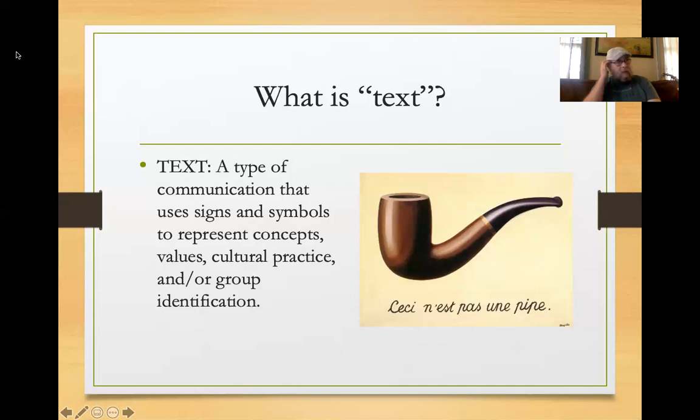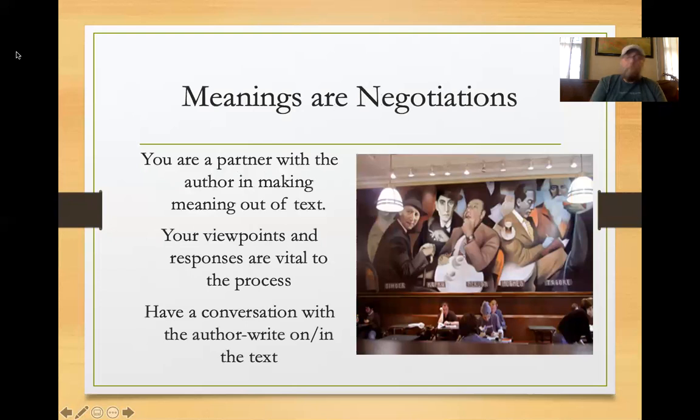So think of all the stuff today where you think, well, that's just the way it is. Like kids drinking in college, that's just the way it is. Or people are going to text and drive. That's just the way it is. We can't change it. Well, think about that. Think of those values, those concepts, those practices. They're just something we created, and it goes back to what Kenneth Burke was saying. We've become prisoners of our own concepts, our own constructing. Meanings are negotiations. I've already talked about that, but again, I need to repeat it sometimes. You're a partner with the author in making meaning out of text.